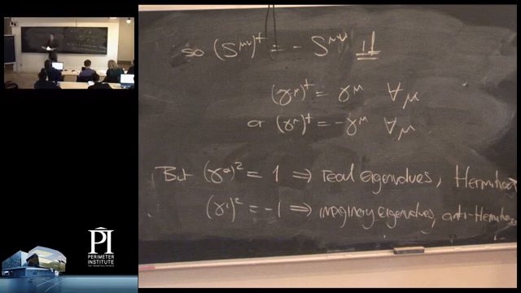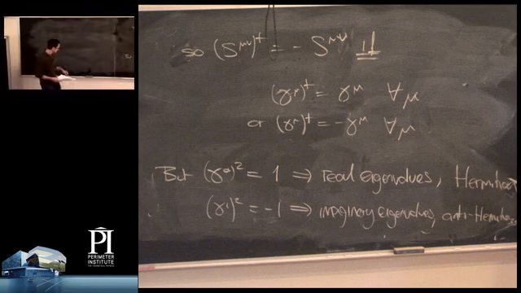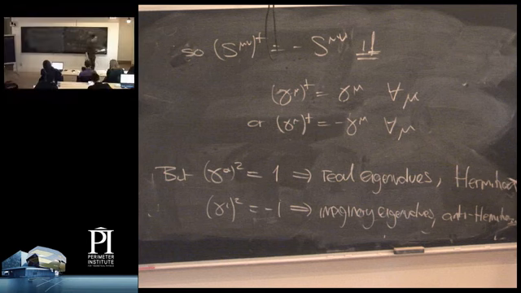Okay, so the reason this wasn't unitary is because of the minus sign in the Minkowski metric. Is this clear? People following?